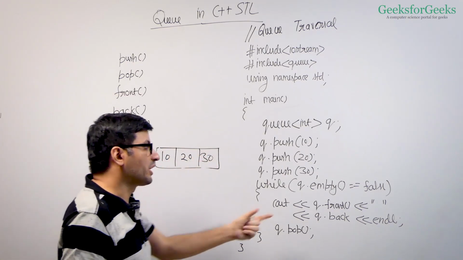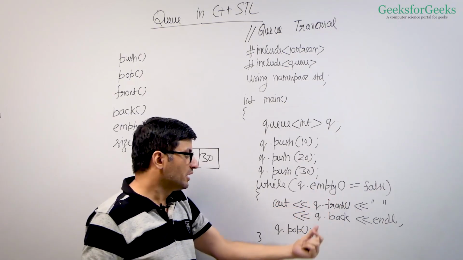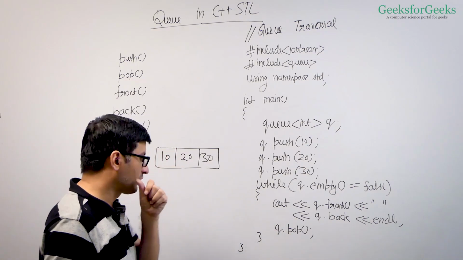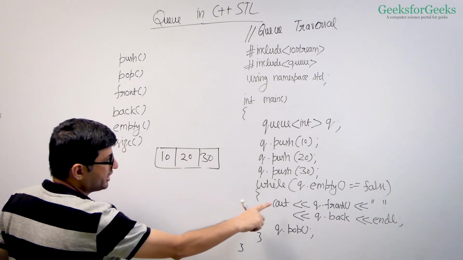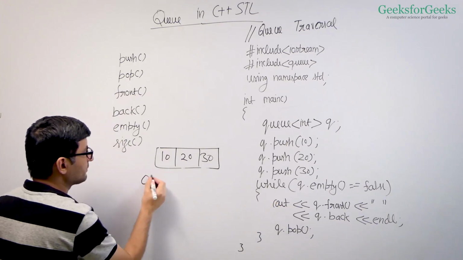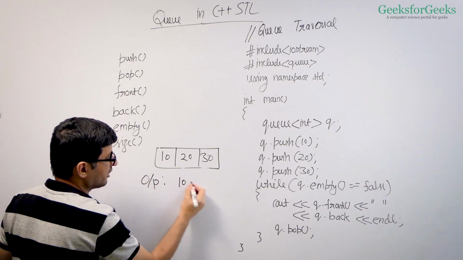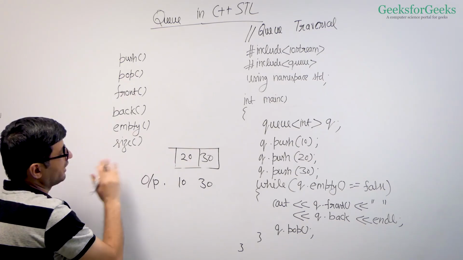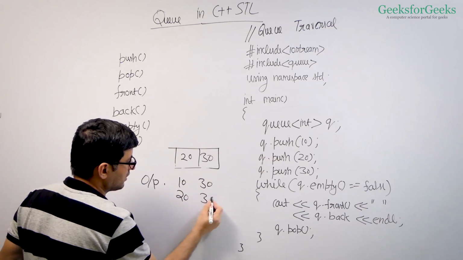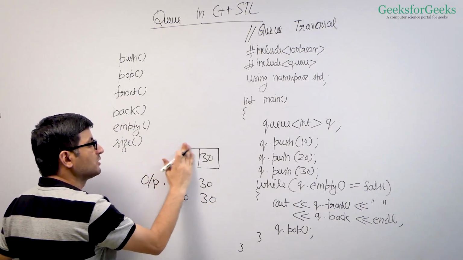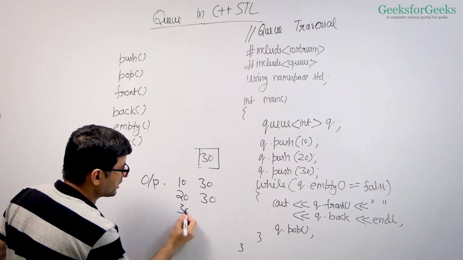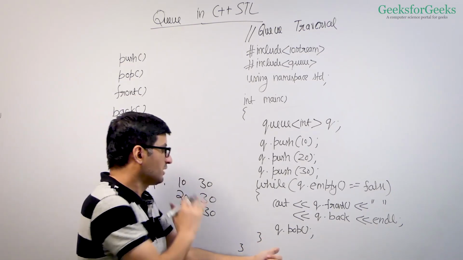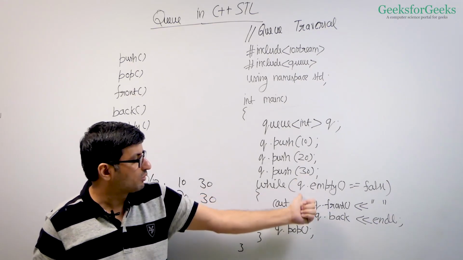Now what we do, we run a loop. While queue does not become empty, we print front and back of the queue, and after that we remove an item from the front. So what will be the initial output, the first iteration of the loop? It will be 10, 30. Now we remove an item, so 10 will go away and you will get 20, 30. Now you remove one more item, so 20 will go away. You will get 30, 30. And after that, queue will become empty. 30 will go away. So when the queue becomes empty, you come out of the loop.